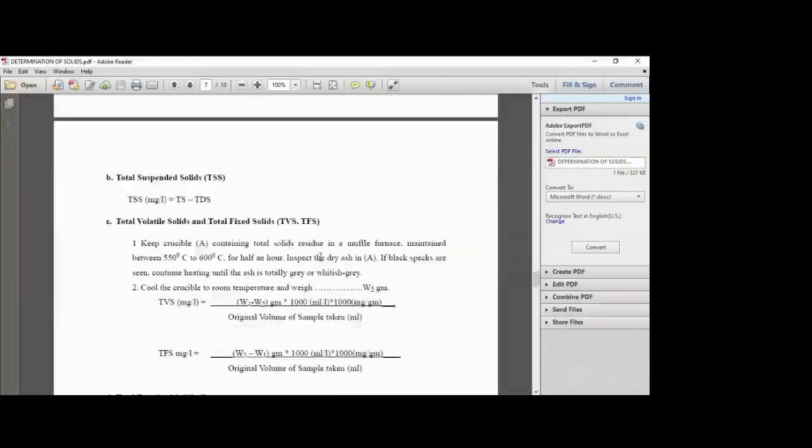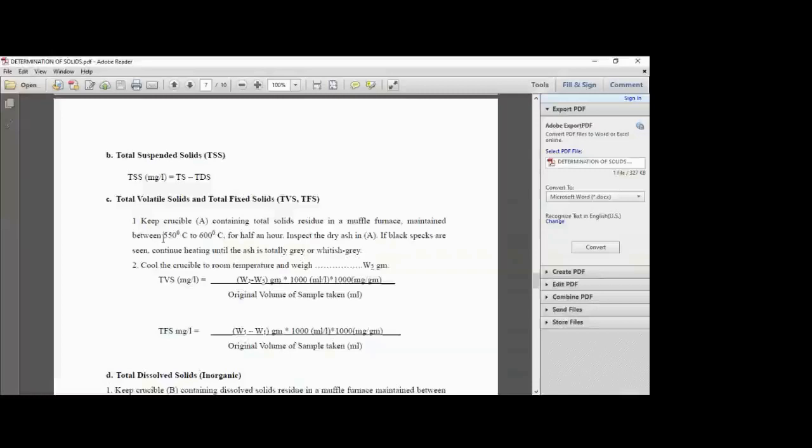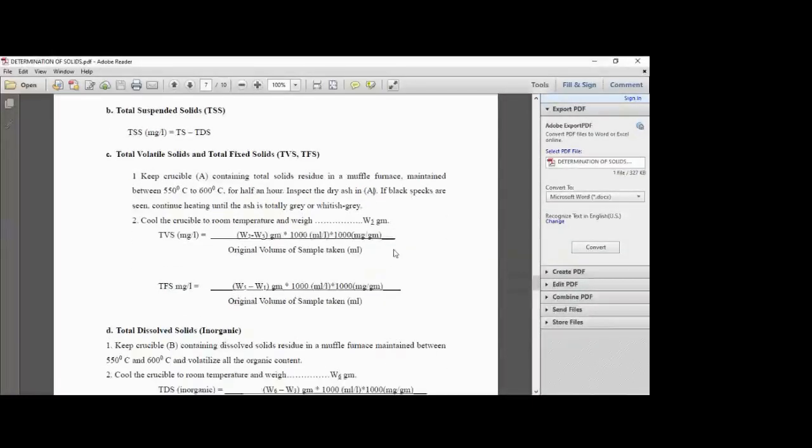Then we are going to adjust the temperature to 550 to 600 degrees Celsius, and we are going to keep that crucible at this temperature for half an hour. So what will happen is, because of this very high temperature, the volatile matter will escape, and lastly you will have an ash in this crucible A, right? So now we are going to determine what the TVS is.